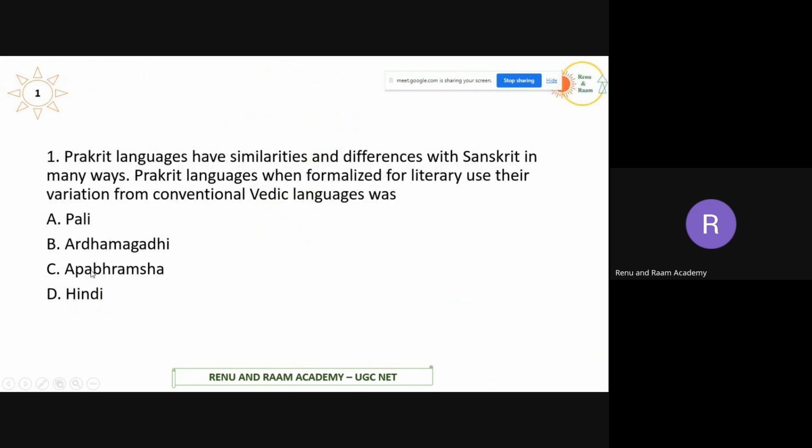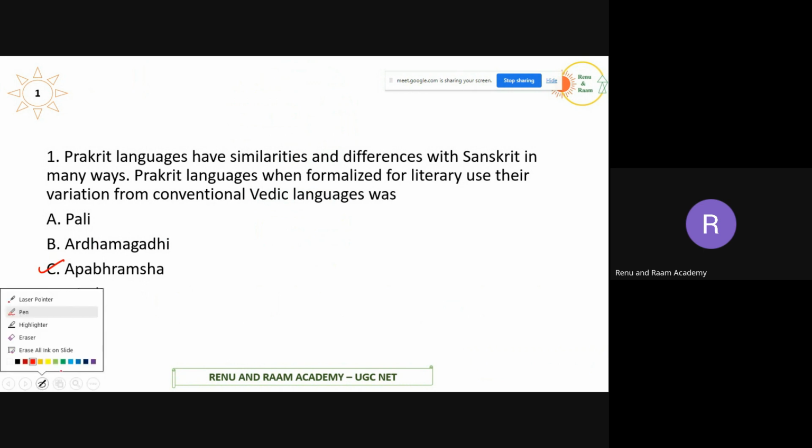So the first question for today is related to the Prakrit language. The question here is, the Prakrit languages have similarities and differences with Sanskrit in many ways. Prakrit language, when formalized for literary use, their variation from conventional Vedic language was dash. So they are saying Prakrit started as a spoken language. Now they are moving to the literary, written form. So what is the written form of the Prakrit language? That is the question here. We have 4 options: Pali, Arthamagadhi, Upper Brahmasha and Hindi. The right answer here is Upper Brahmasha.